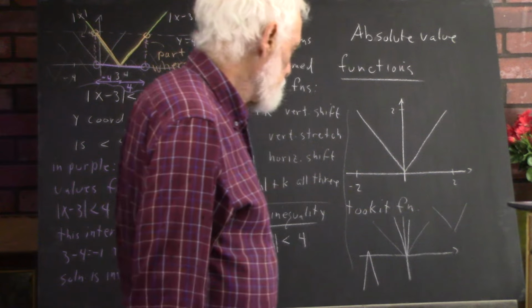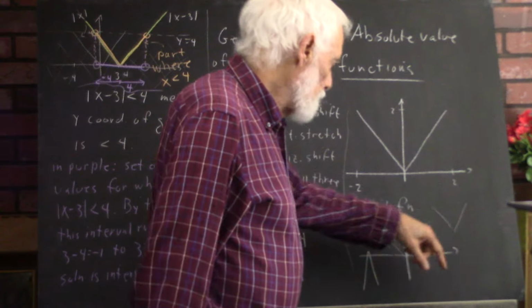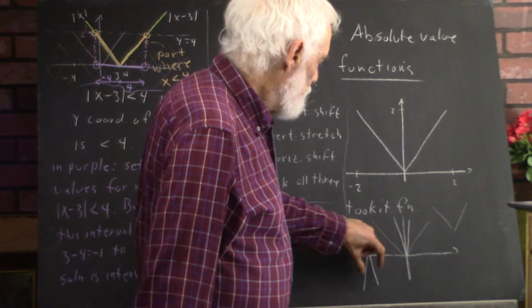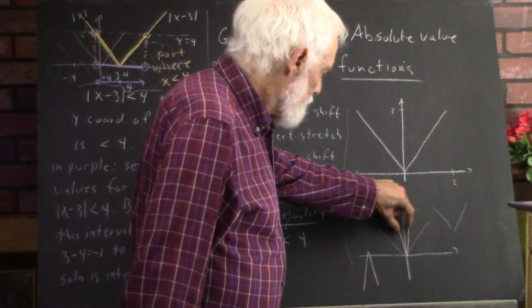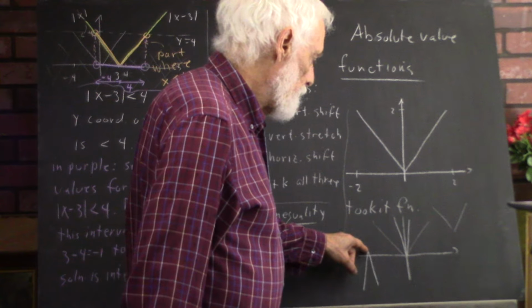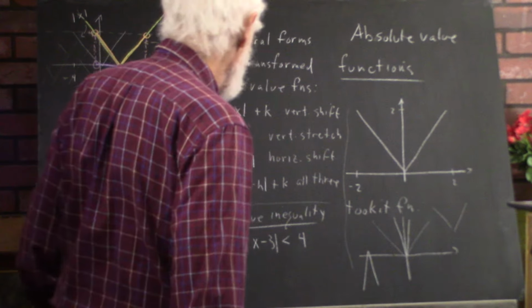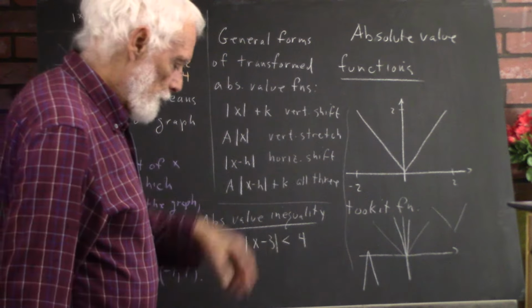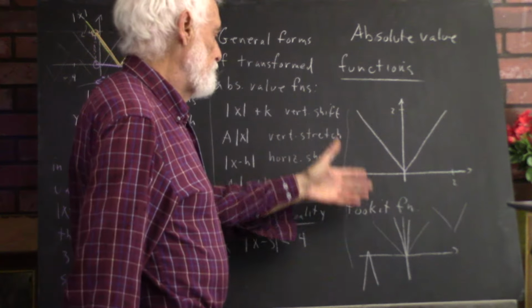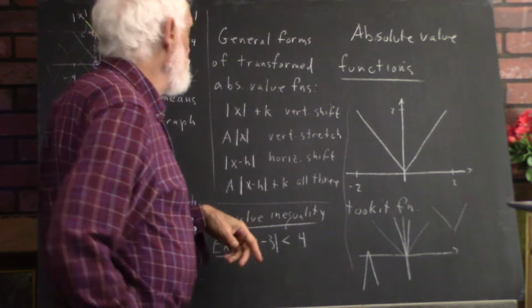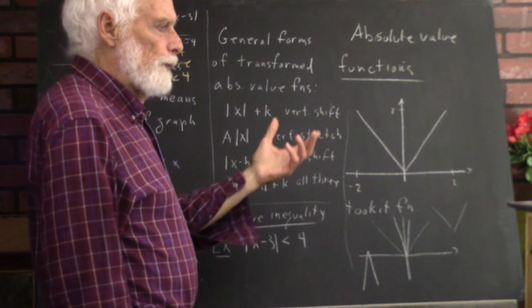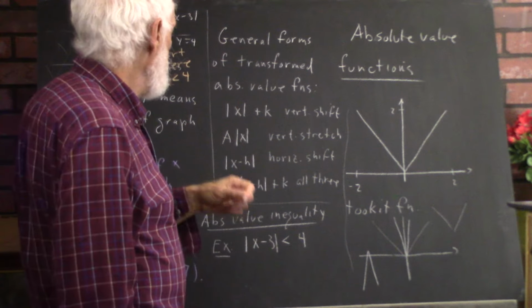Here's a toolkit function. Transform. Here's a toolkit function vertically stretched. Here's a toolkit function that's the same as this one, but inverted and then shifted over and up. So we have this general picture, and if we understand transformations, we can sketch these graphs. And these graphs are going to turn out to be kind of useful to visualize certain things about absolute value equations and inequalities.